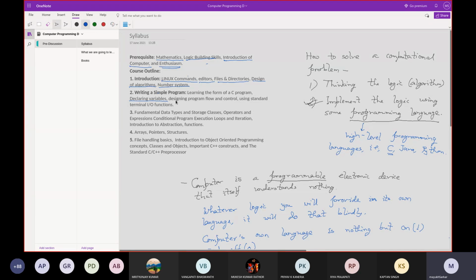So how to declare a variable, how eventually this program flow and control, because eventually just by writing a sequence of logics does not implement some complex thoughts.